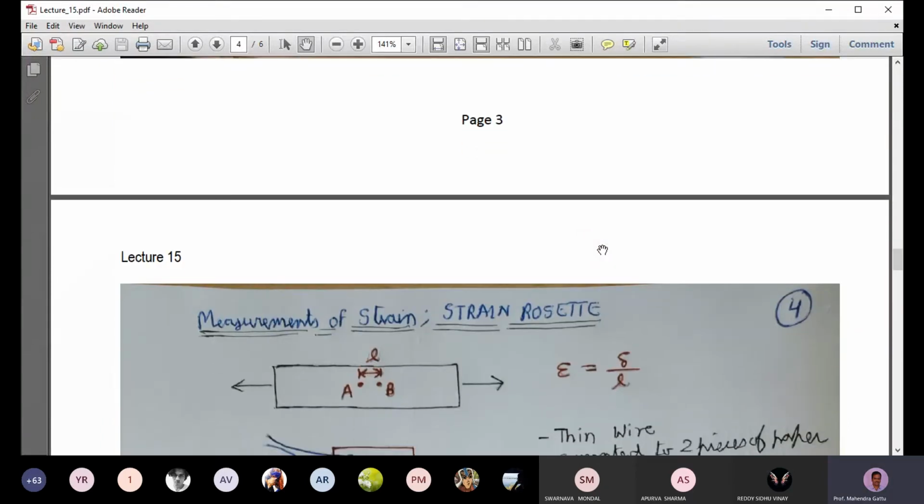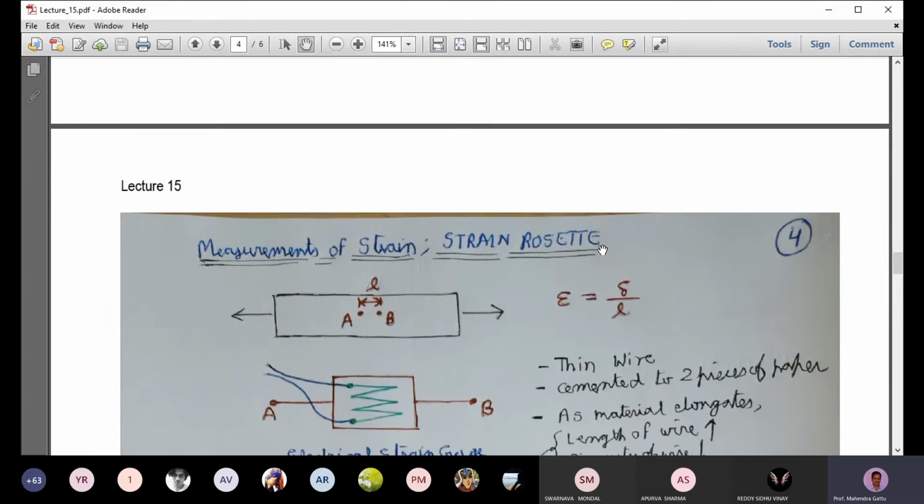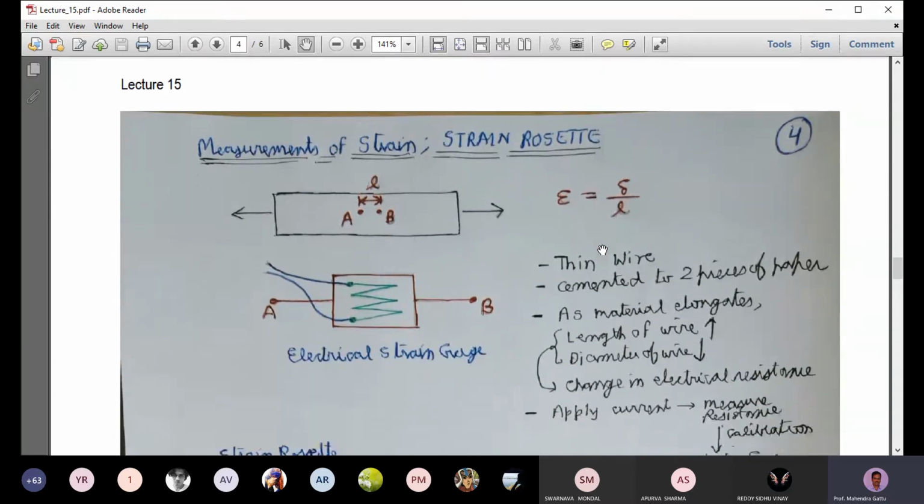I'll take a small break and come back. We'll discuss measurement of strains using a strain rosette.